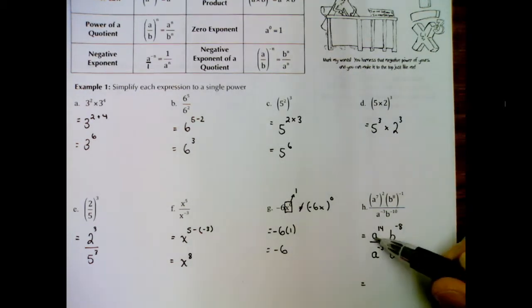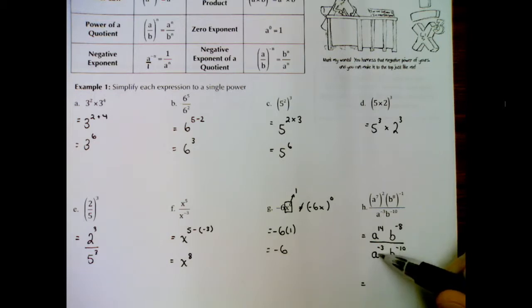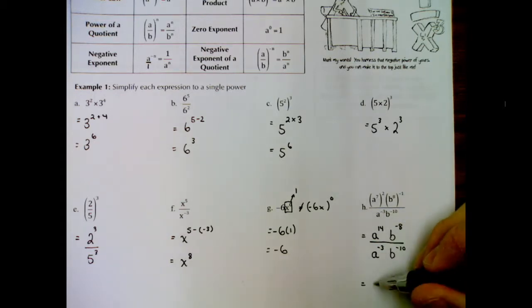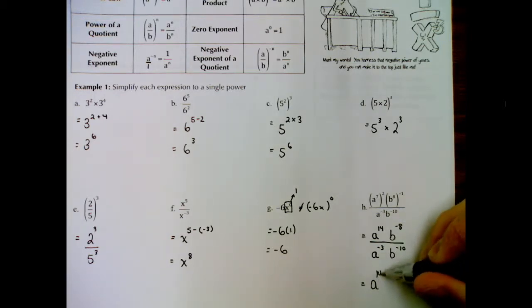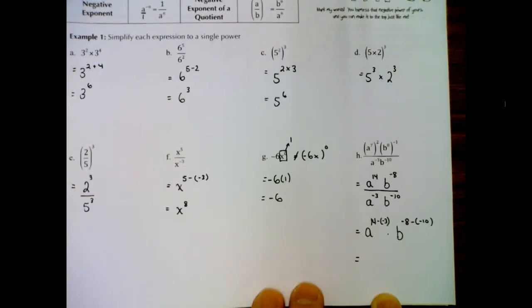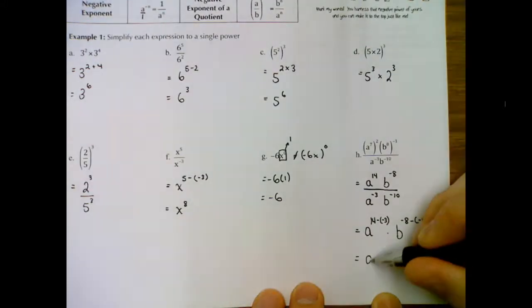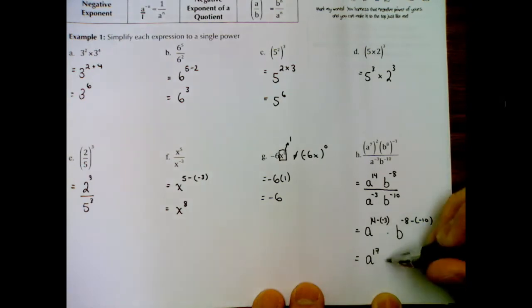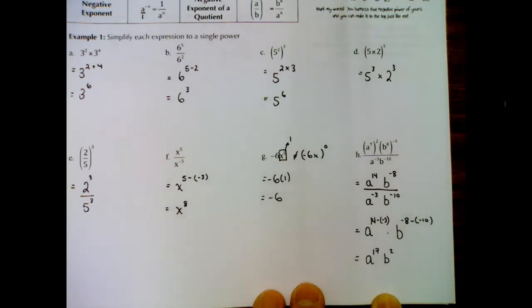We would do a to the exponent 14, subtract a to the exponent 3. Maybe I'll write that. A to the exponent 14, subtract negative 3, times, we got b, that's negative 8, subtract negative 10. And if we do some subtracting, we come up with a to the exponent 17, b to the exponent 2. And that's our final answer, positive exponents only.